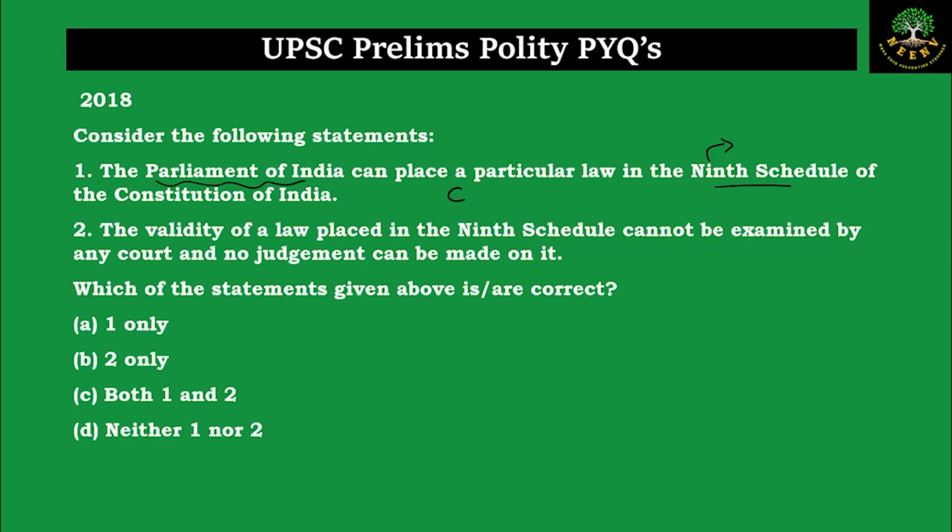Now statement number 2. The validity of law placed in the 9th schedule cannot be examined by any court and no judgment can be made on it. This statement clearly says that there can be no judicial review on the 9th schedule acts. Initially, it was so, but later on during the I.R. Coelho judgment, the Supreme Court said that even the acts placed under the 9th schedule can also be judicially reviewed. Hence, this statement is incorrect. Which of the following statements are correct? It is only statement number 1 which is correct. So the answer is A. Now let us look at the in-depth explanation.